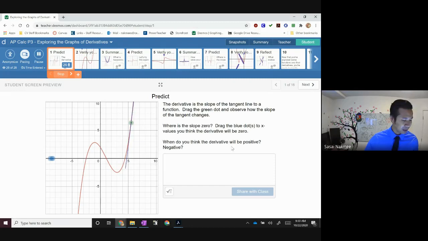So here's what I need you to do for me. Where on this graph do you see the slope to be equal to 0? Drag the blue dots to the x values that you think the derivative will be 0. So there's blue dots right here. You can't move them up or down. You just move them left or right. And move them where you think the derivative, the slope of the tangent line, is equal to 0, right? Wherever you want it. There's 3 dots, but that doesn't necessarily mean that there's 3 places, so they just give you an extra one just in case. But move it to where you think the derivative is. Okay?